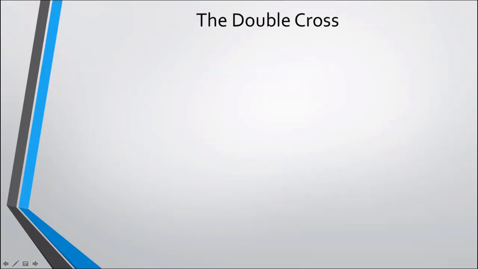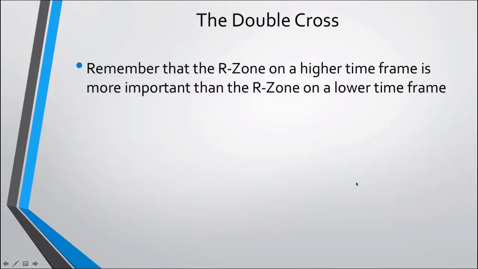Mike, take over. Thank you very much, Bob. So another important concept that we work with is called the double cross. Remember that the R zone on a higher time frame is more important than the R zone on a lower time frame. So the daily is more important than a 4-hour. A 4-hour is more important than a 1-hour. A 1-hour is more important than a 15 or 5-minute, etc.